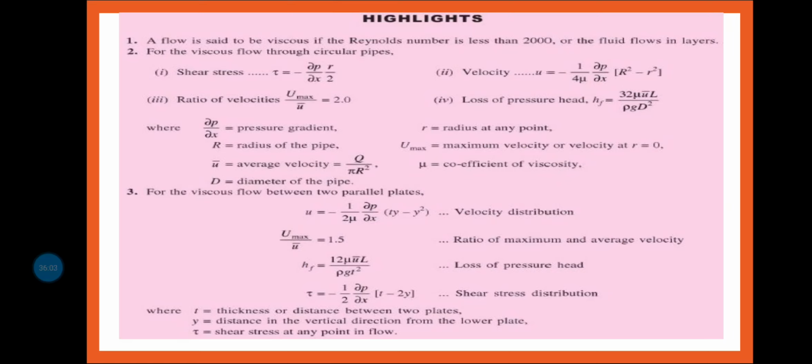Tau is equal to what? Minus 1 by 2 del p by del x into (t minus 2y). So the shear stress distribution is tau is equal to minus 1 by 2 del p by del x (t minus 2y). This formula is needed when numericals will be discussed. Here t is the thickness or the distance between two plates, y is the distance in the vertical direction from the lower plate, and tau is the shear stress at any point in the flow.